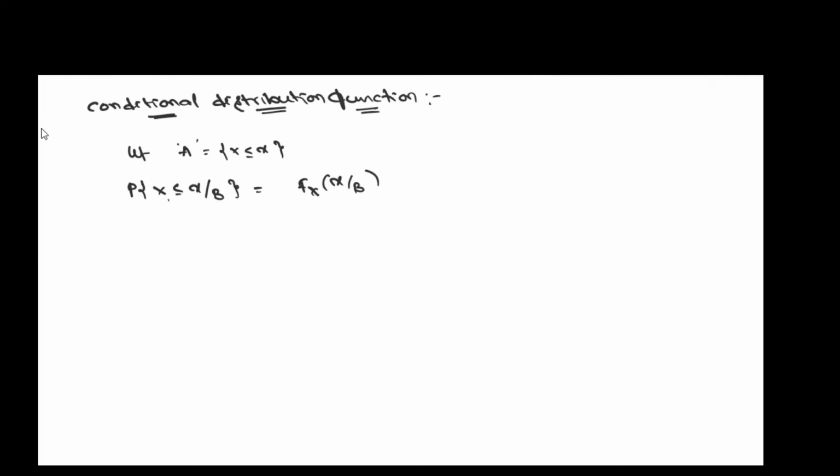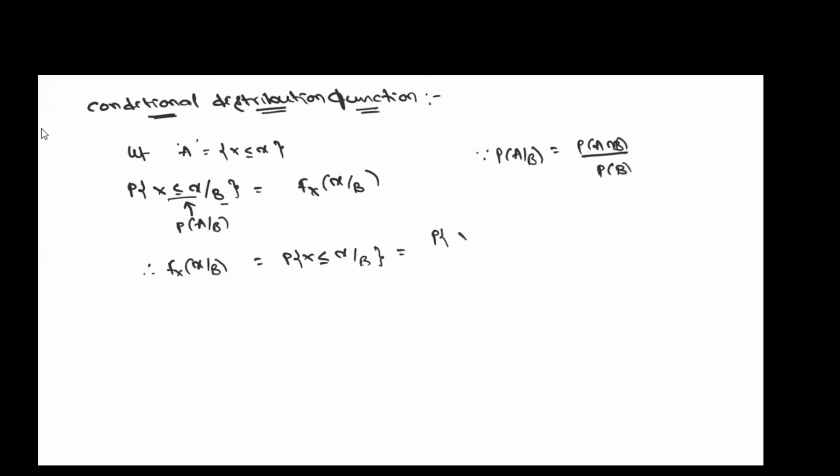So here the event A is this one. Simply you can note this as probability of A given B, where A is given as X less than or equal to x, for the given event B. So this is simply written as F_X(x|B), which is equal to probability of X less than or equal to x given B, and that is equal to probability of A given B. We have the formula: probability of A given B is equal to probability of A intersection B divided by probability of B. Similarly here also you can write this as probability of X less than or equal to x intersection B divided by probability of B.